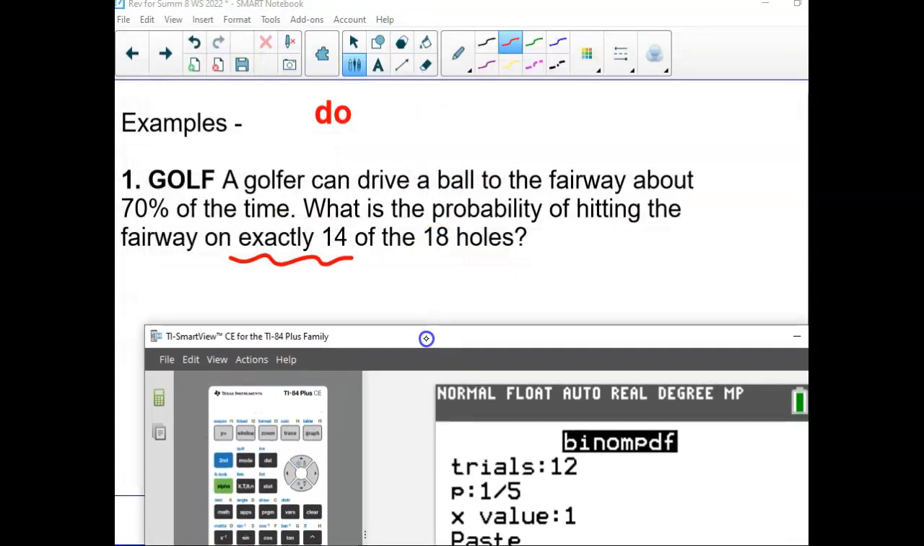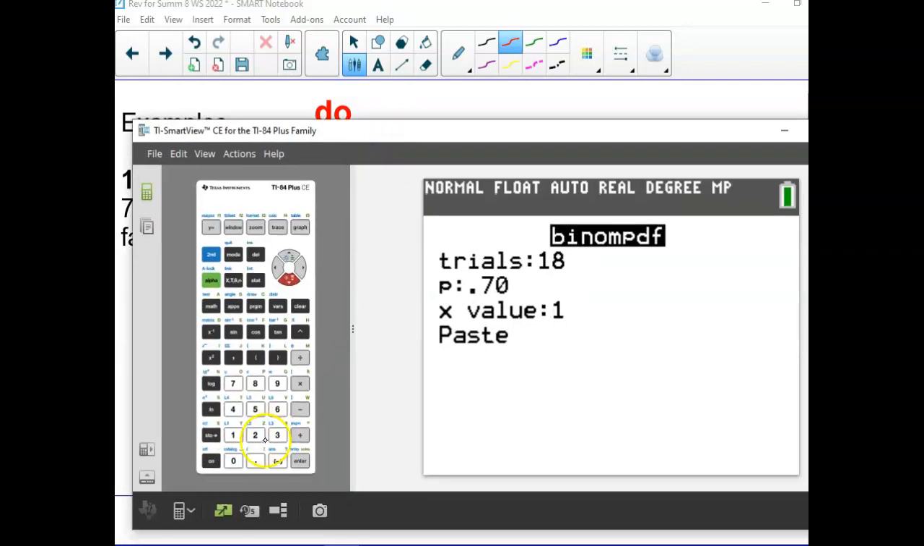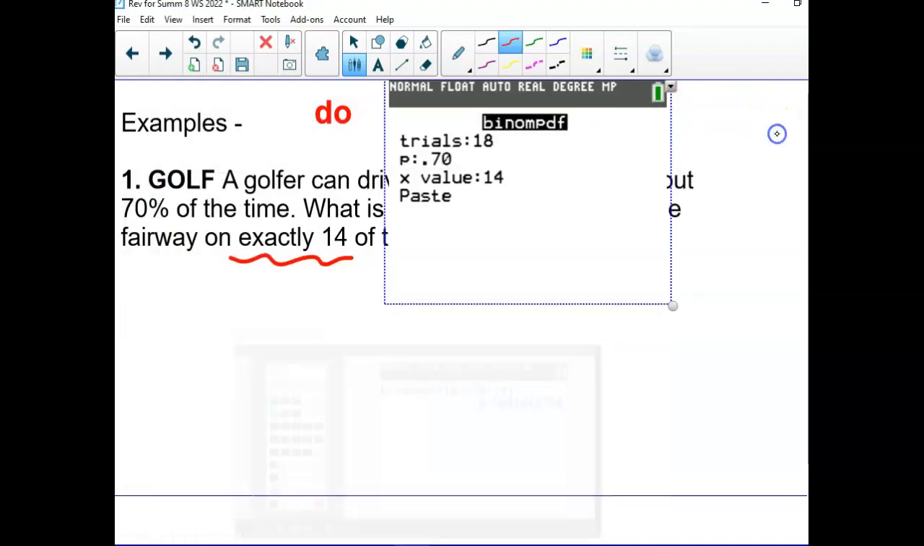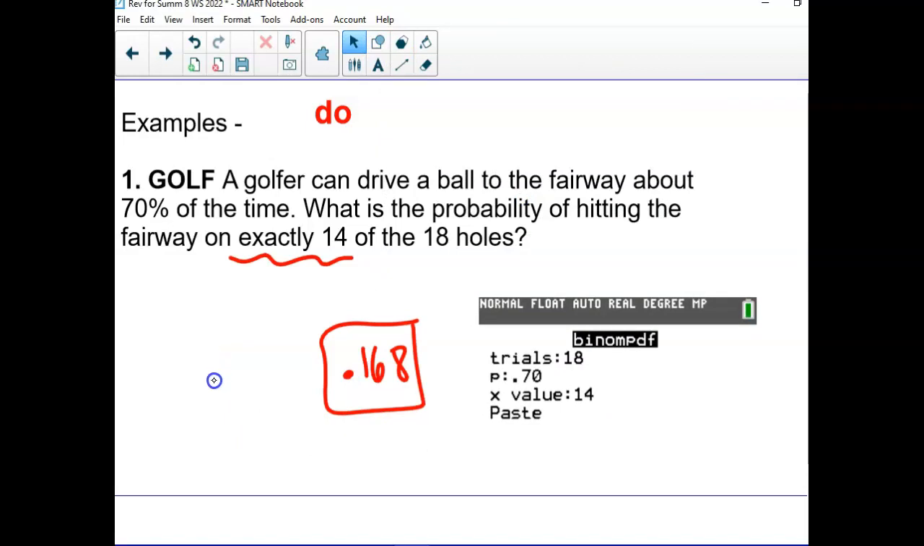Okay. The trials was 18 holes. The probability of success was 70%, so 0.70. And we wanted to know the chance that he hits on exactly 14. So we're going to put 14 as our X value. And then if we hit enter, we could just write down 0.168 and be done. That's a probability, and you don't need to make it into a percent. I don't care. Everybody good on that one? That's when it says exactly.